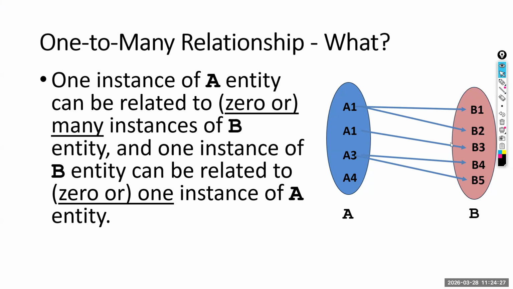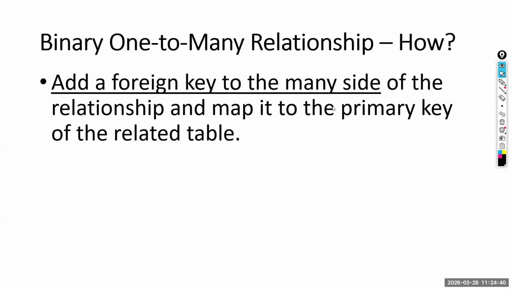If it is one to many relationship, the foreign key must be added to the many side. You need only one foreign key that must be added to the many side. Add a foreign key to the many side of the relationship and map it to the primary key of the related table.